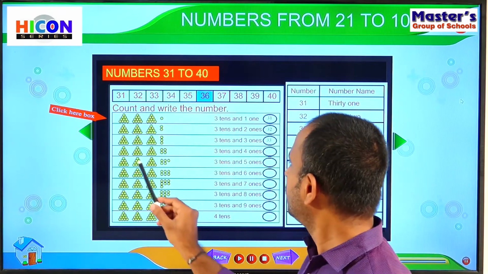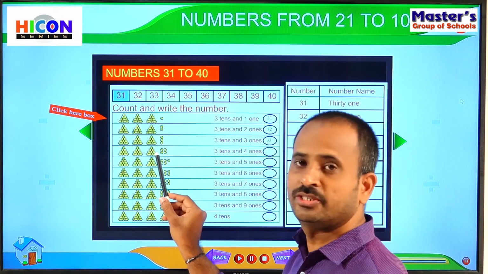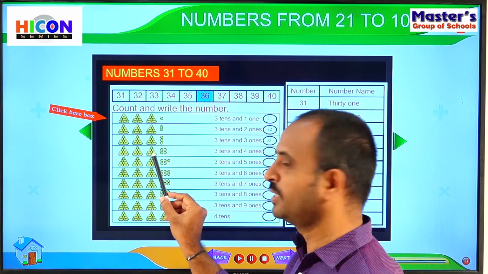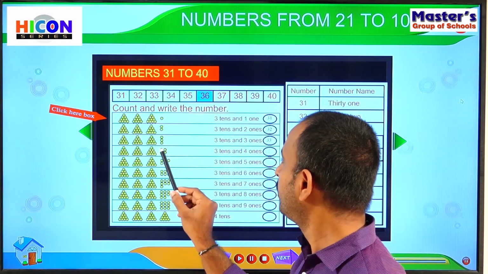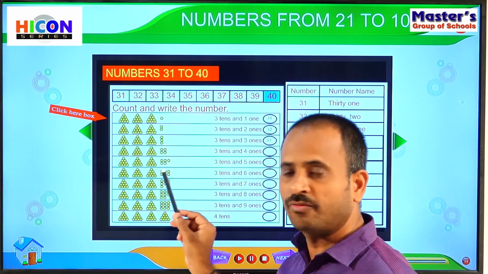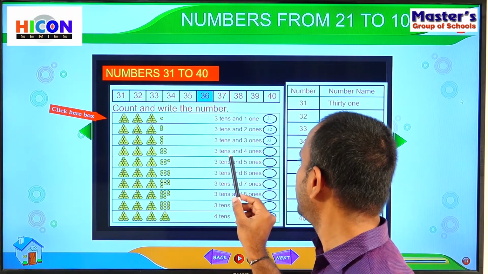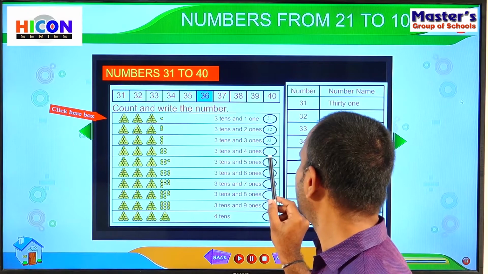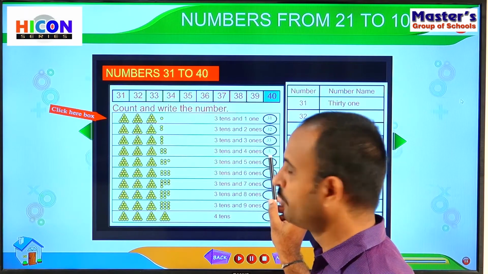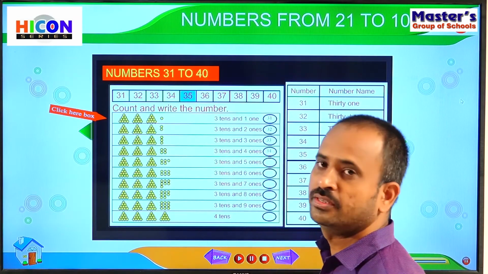Next, see the fourth row. How many tens are there, children? 1, 2, 3. So there are 3 tens. How many ones are there? 1, 2, 3, 4. 4 ones are there. That is 3 tens and 4 ones. So together they make how much number? 34. So write 34 in this circle.